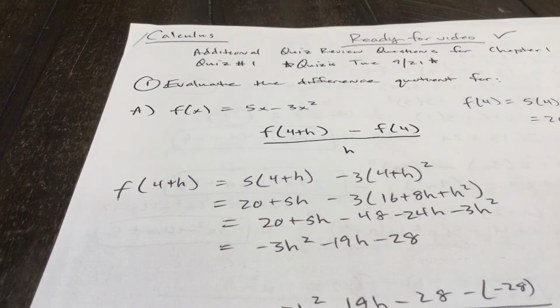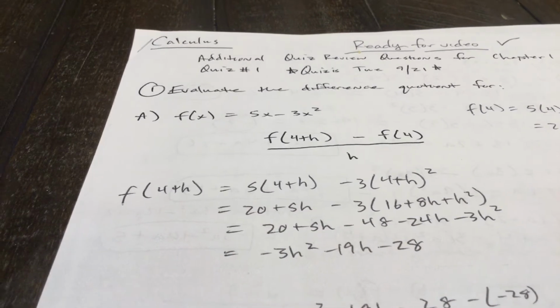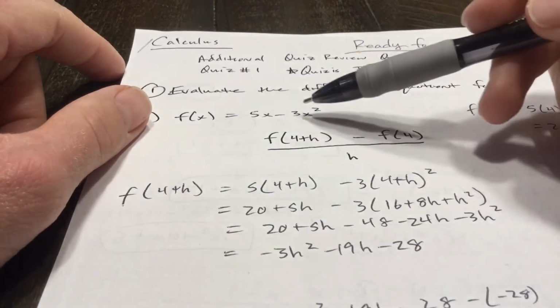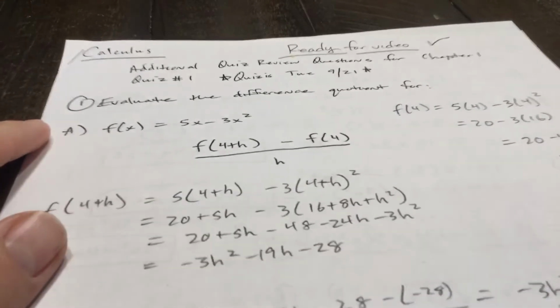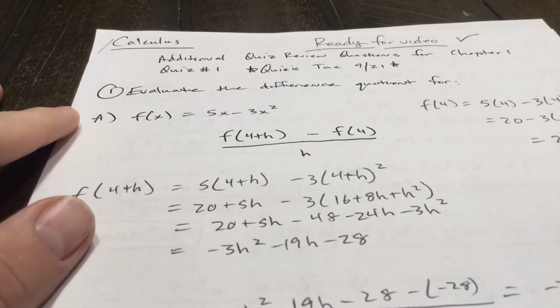So, evaluate the difference quotient if you are given f of x is equal to 5x minus 3x squared. The difference quotient I'm talking about there is f of 4 plus h minus f of 4 over h. Plug in 4 plus h in for x there and there. Okay, and I've done that.